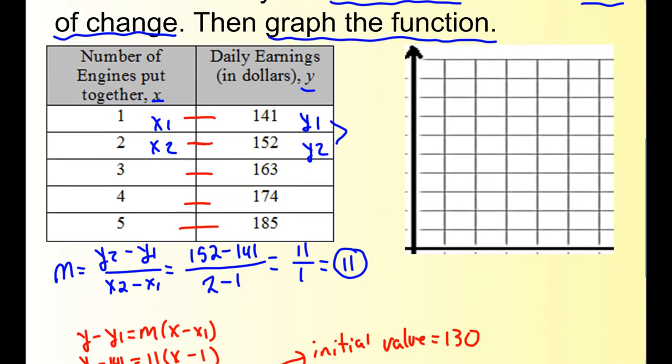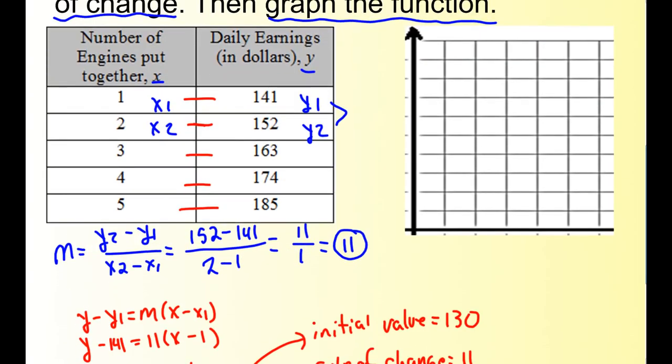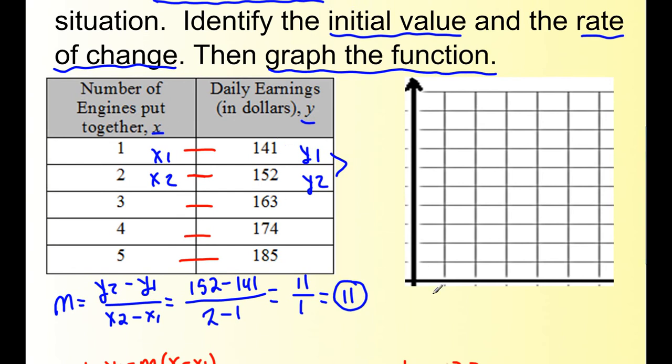All right, so let's see here. Graph this thing. Well, what would be the two units? Our x is the number of engines he put together, and the y would be his amount of money in dollars. So money. There we go. Well, our x only goes from 1 to 5. So 0, 1, 2, 3, 4, 5. And our daily earnings start at 141 and go to 185.